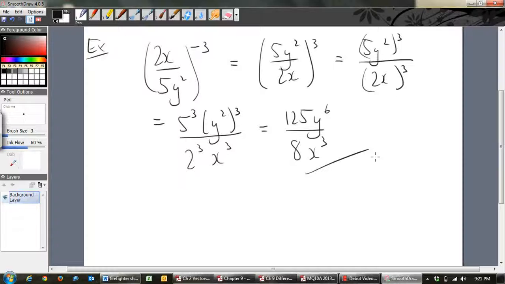So when dealing with negatives, the first thing to do is flip it upside down. That will get rid of the negative, and then apply your index laws just as you would have done previously. And that's it for negative indices.